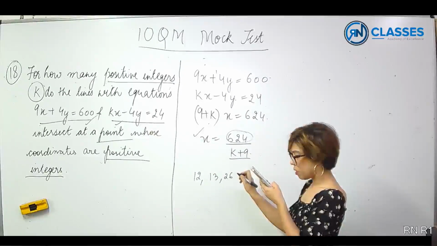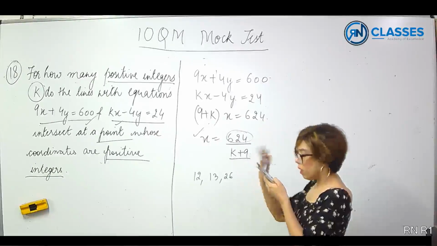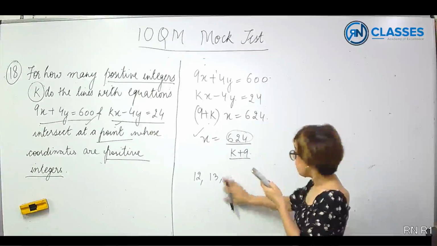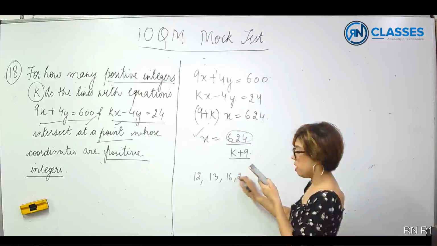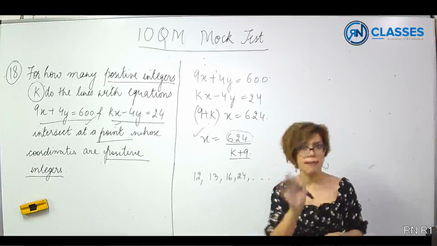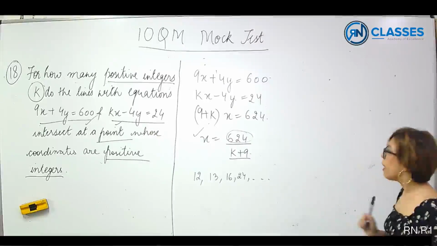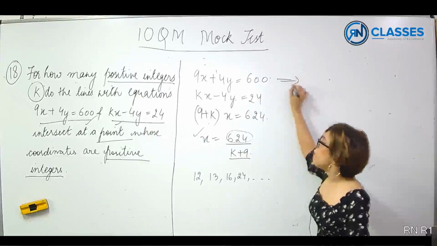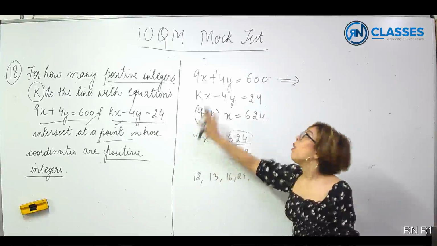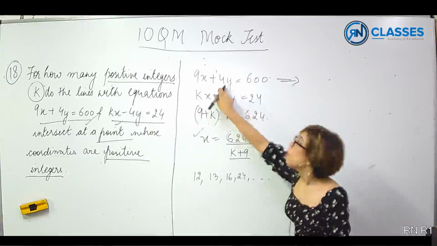Now we are talking about factors of 624. Yeah, 12, 13, then we have 16, then 24, and then we can list out. There aren't many factors by the way. But we can further reduce the problem. Why? Because, look, I have just talked about x. I can talk about y as well.